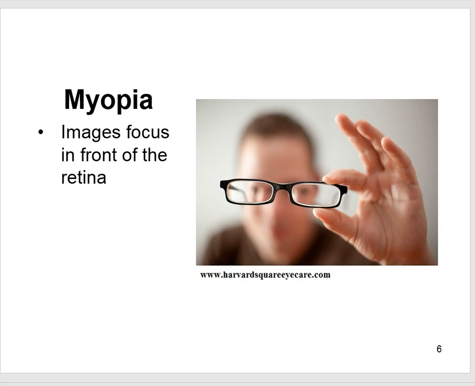So in myopia, the image focuses in front of the retina. Okay, so this is what I have. So I can see close, but I don't see well as my far vision isn't as great. But as I got older, that actually changed. My near vision got worse, but I can see better far away.